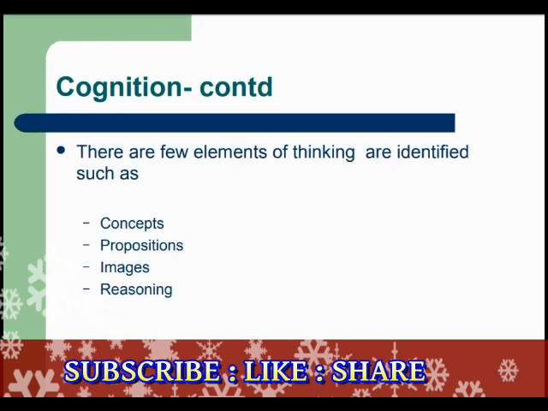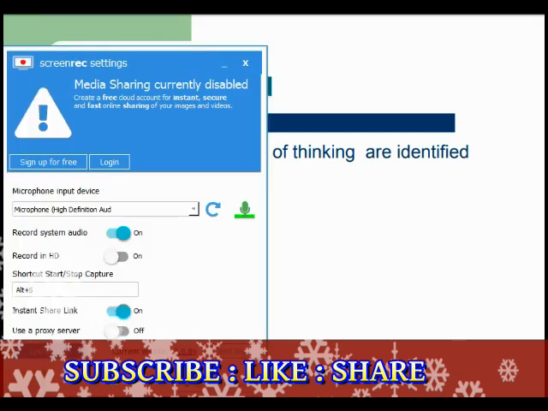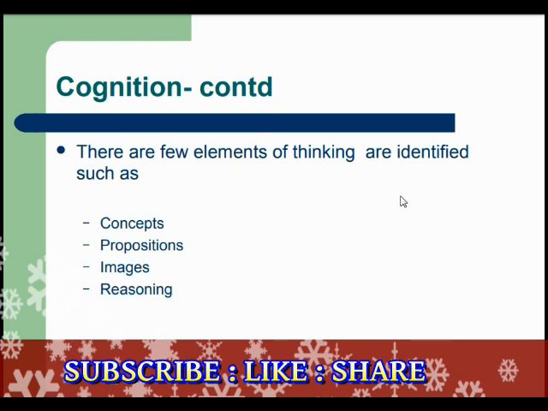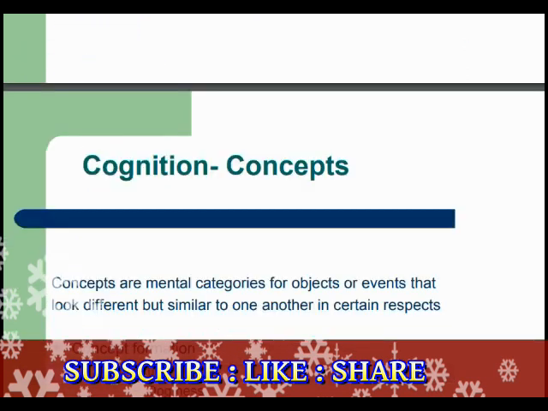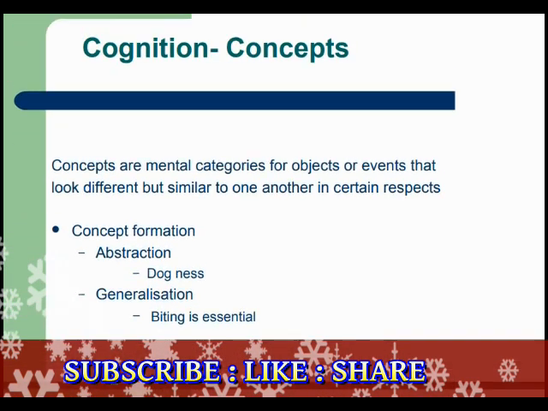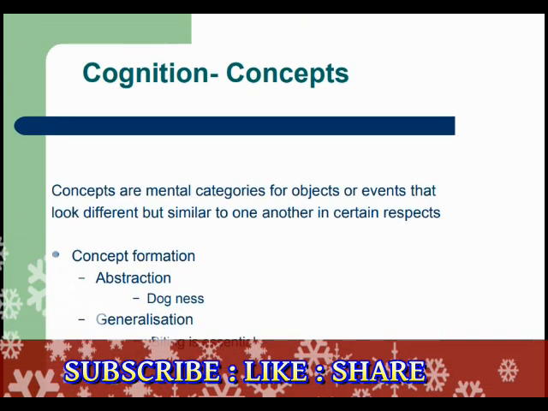Cognition, continued. A few elements of thinking are identified, such as concepts, propositions, images, reasoning. Cognition, concepts. Concepts are mental categories for objects or events that look different but are similar to one another in certain respects.